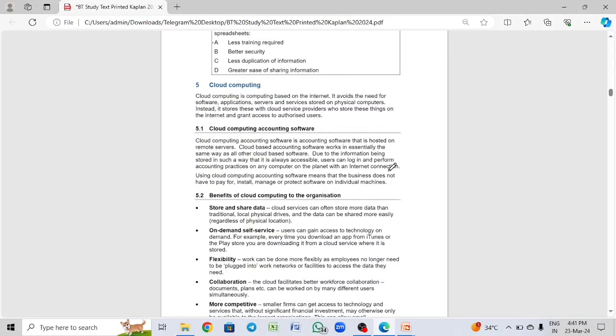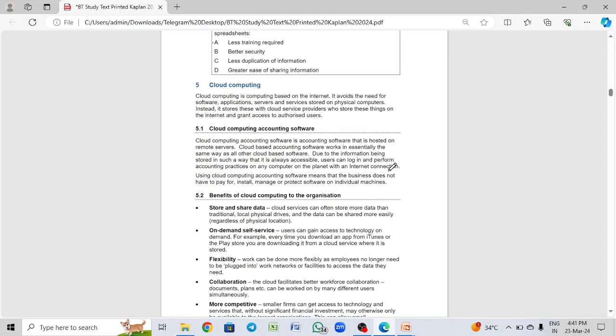Okay, it eliminates the need for installing different types of software, applications or servers. It eliminates the need for setting up hundreds of computers and linking those computers. It just stores data on a cloud, and the users that have access to those clouds can easily access that information. For example, I would say Google Drive is a very classic example of cloud computing.